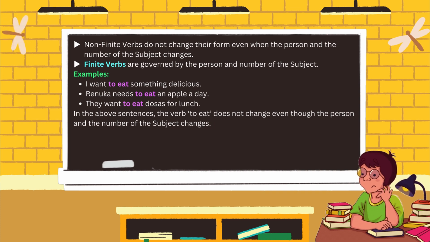Non-finite verbs do not change their form even when the person and the number of the subject changes. Examples. I want to eat something delicious. Renuka needs to eat an apple a day. They want to eat dosas for lunch. In the above sentences, the verb to eat does not change, even though the person and the number of the subject changes.